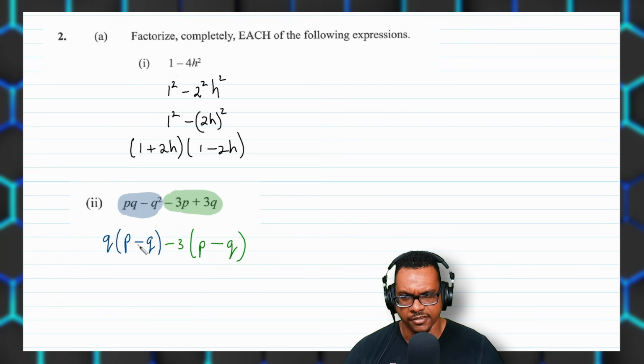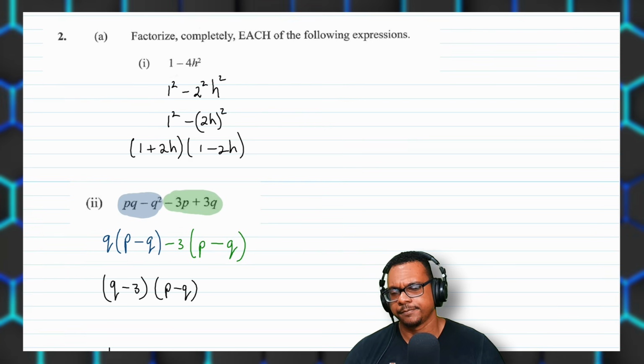That must always happen for factorization by grouping. So now you take what's outside, the q and the negative 3, and put that in brackets. So we have q, take away 3, and then take the p, take away q, and put that in brackets. And that's the answer.